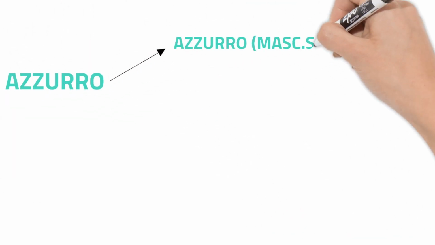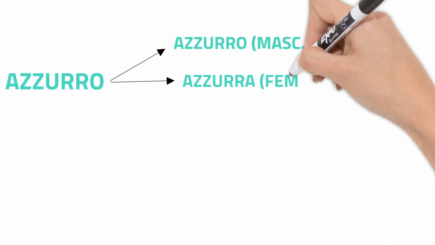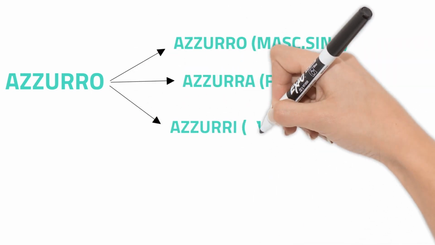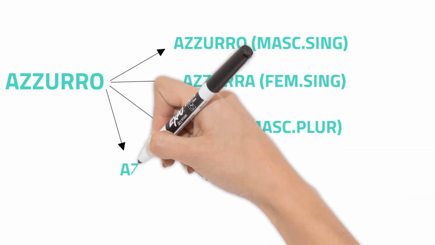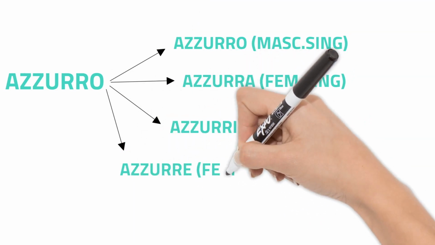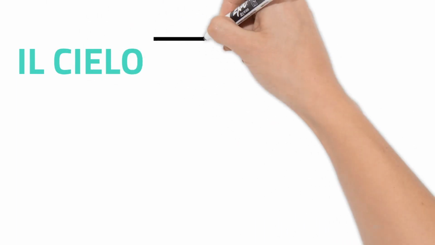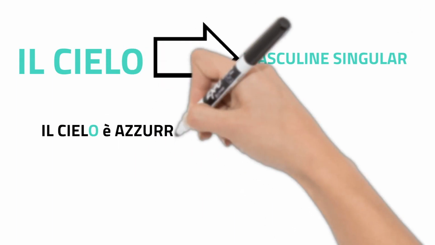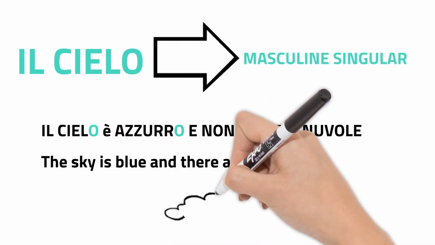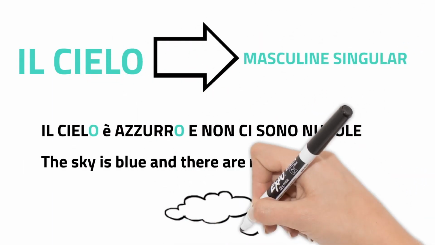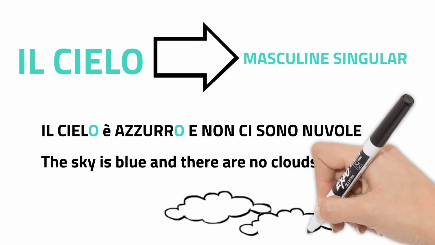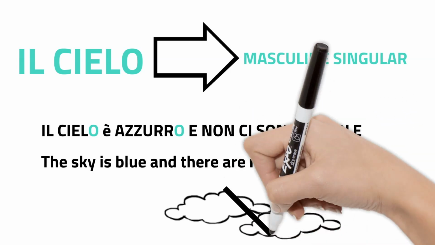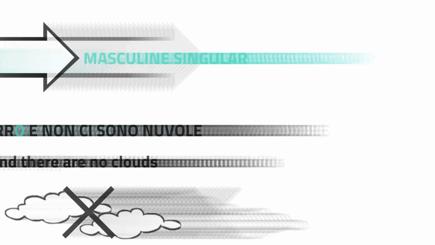The next one is one of my favorite colors, azzurro, light blue. Azzurro is masculine singular, azzurra is feminine singular, azzurri, masculine plural, and azzurre, feminine plural. Let's take this word, il cielo, the sky. Il cielo is a masculine singular noun. Il cielo è azzurro e non ci sono nuvole. The sky is blue and there are no clouds. Cielo and azzurro agree with each other and they end with an O because they are both masculine singular.